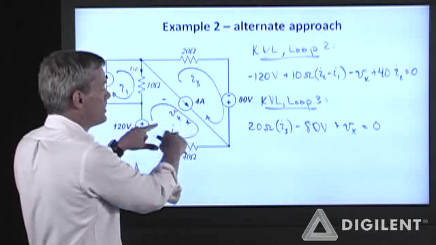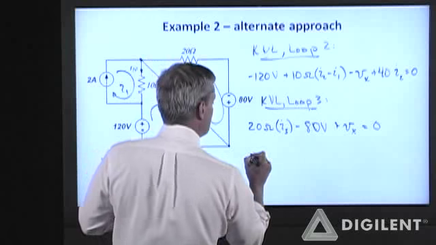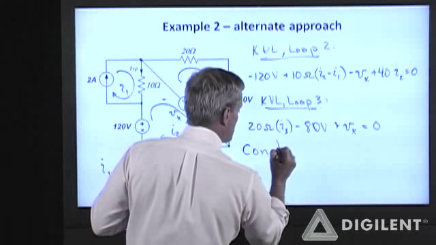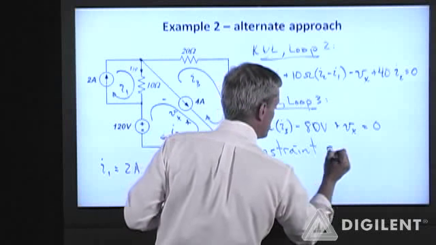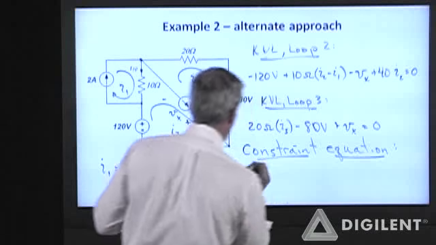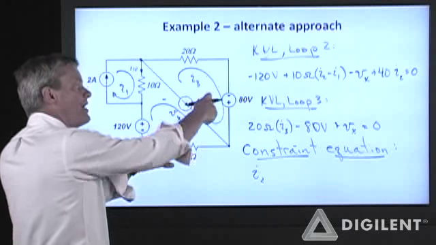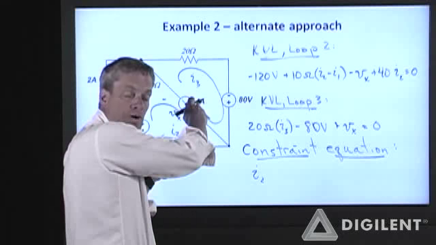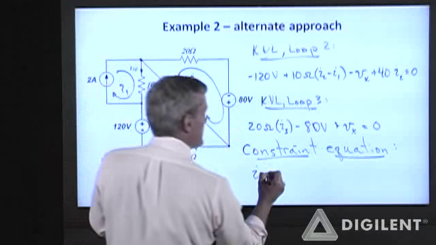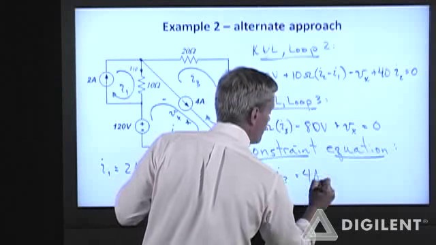Now I2 is going in the same direction as the 4 amp source, so it's a positive contribution. So I'm going to write what is called a constraint equation. So I2, now I3 is going in the opposite direction as the 4 amp source. It's a negative contribution. So I2 minus I3 is equal to 4 amps.